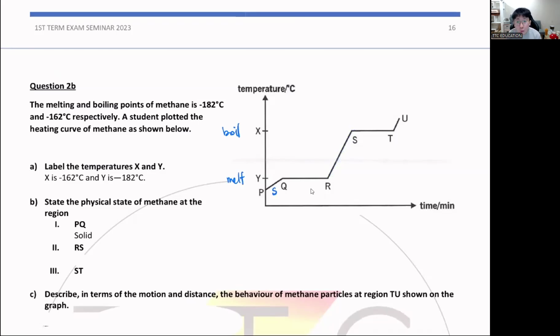So within Q and R, is it fully melted? Not yet. It's halfway melting. So halfway melting is solid and liquid. Then when it reaches R to S, it's not melting, it's not boiling, but its temperature increases, so it's actually liquid. You supply heat, then it hits the boiling point, then boiling becomes gas. Then T to U is fully boiled, will be gas. So RS is liquid, ST is liquid and gas. RS will be liquid, ST will be a mixture of liquid and gas.